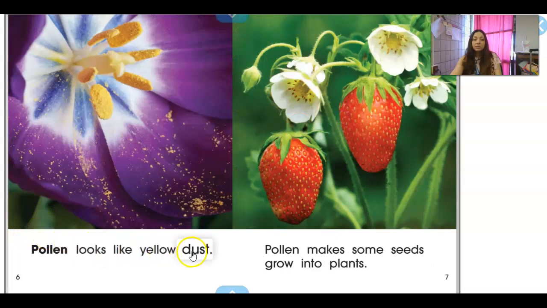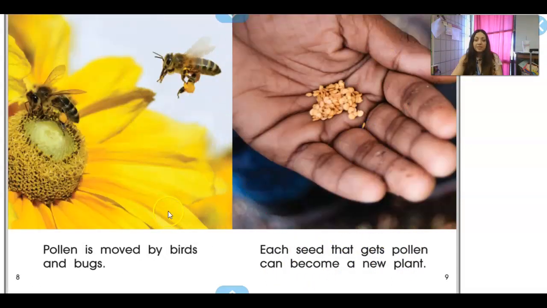Pollen looks like yellow dust, another bolded word, but you can see it's showing you the pollen falling on the petals. And remember, there's something special about pollen. Who helps move pollen around? That's right, bees. In one of our other books, we saw that pollen sticks to a bee and goes from plant to plant. Pollen makes some seeds grow into plants. Pollen is moved by birds and bugs. Each seed that gets pollen can become a new plant.